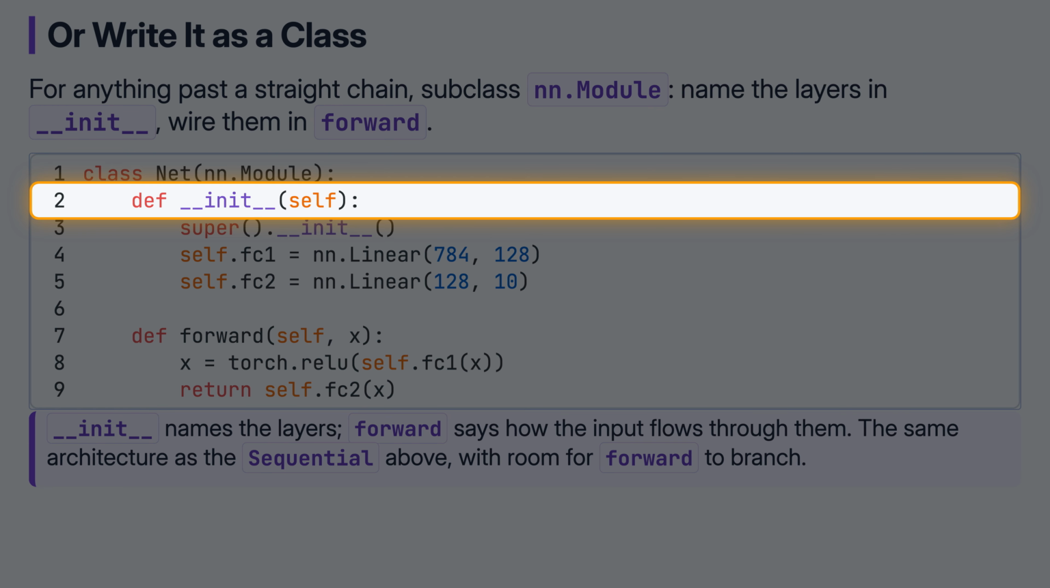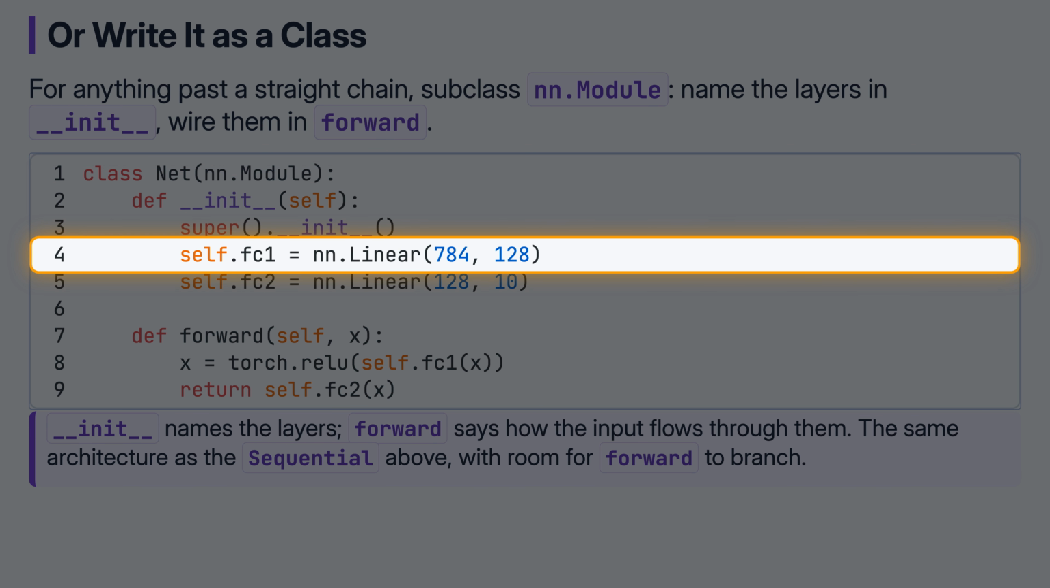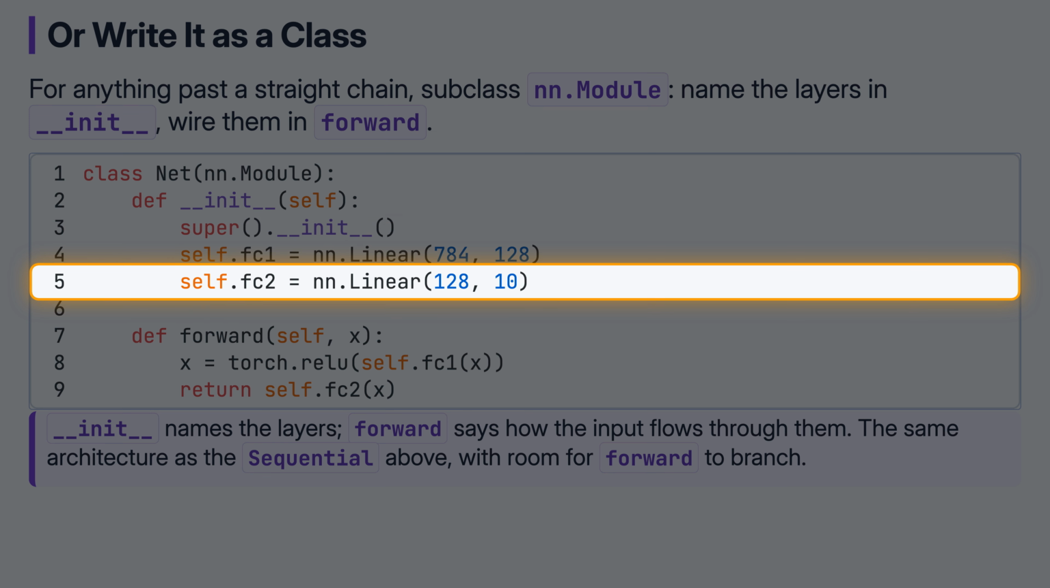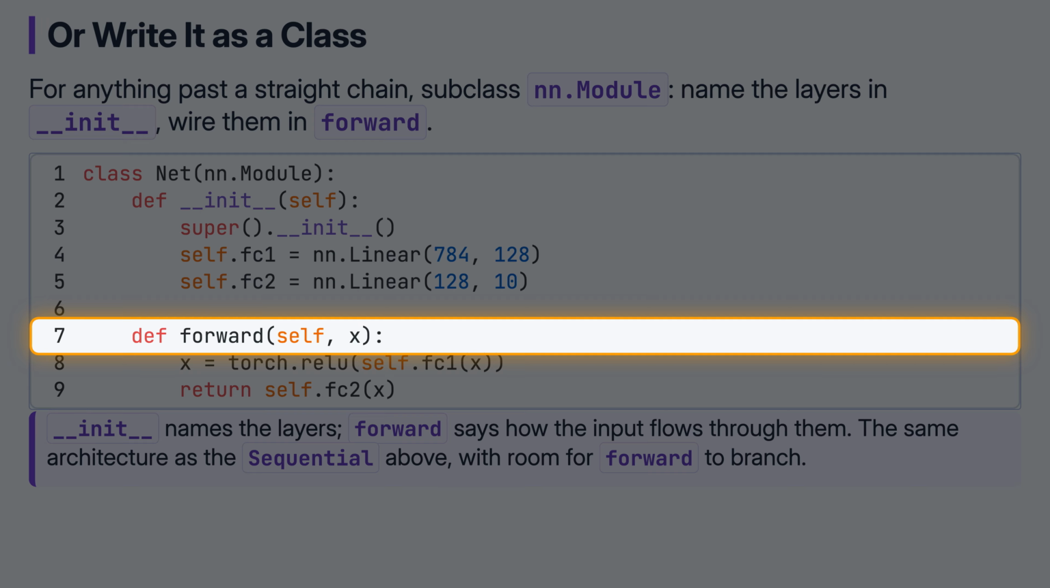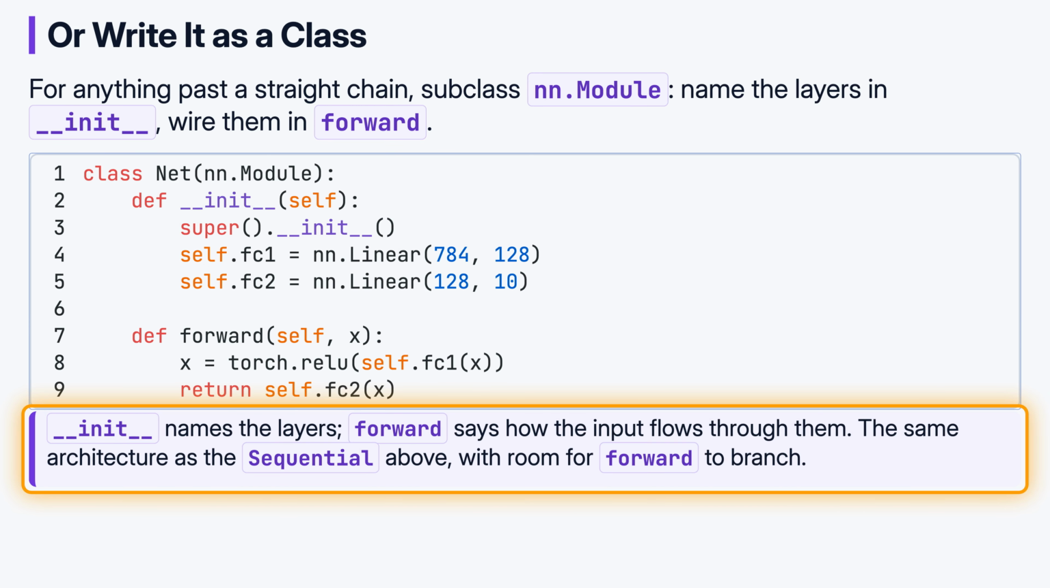For anything past a straight chain, subclass nn.Module. In init, you name the layers. The first layer, FC1, maps 784 to 128. The second layer, FC2, maps 128 to 10. Then forward says how the input flows. It runs FC1, a ReLU, then FC2. Init names the layers. Forward says how the input flows through them. This builds the same architecture as the sequential above. Only the random starting weights differ. The class form leaves room to branch.